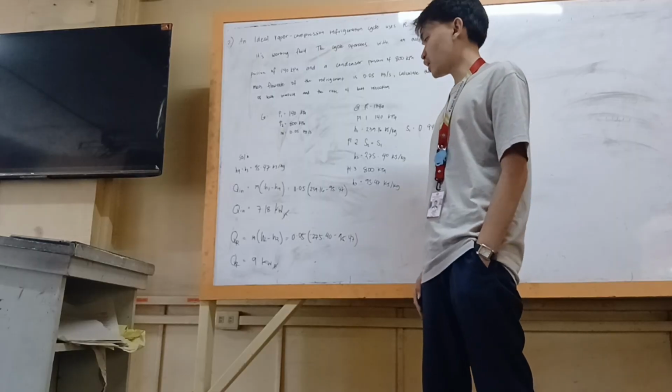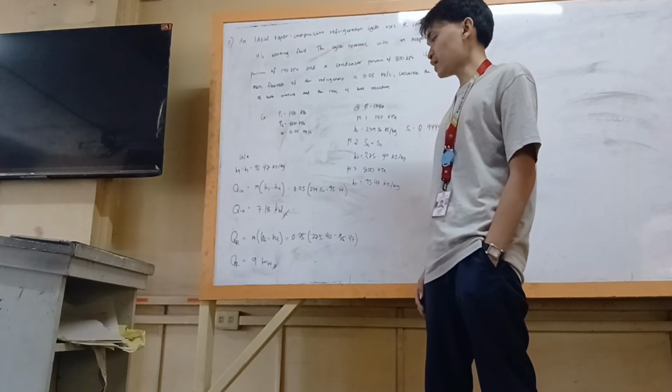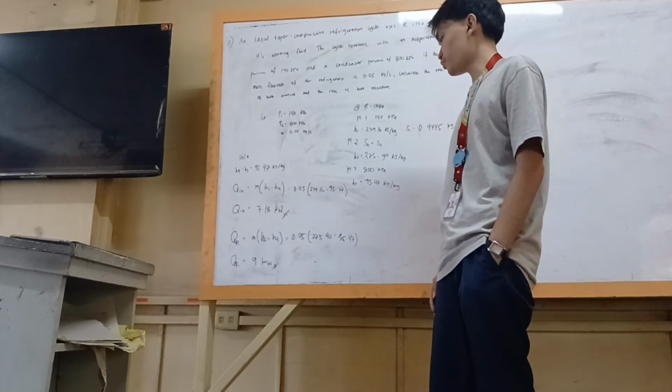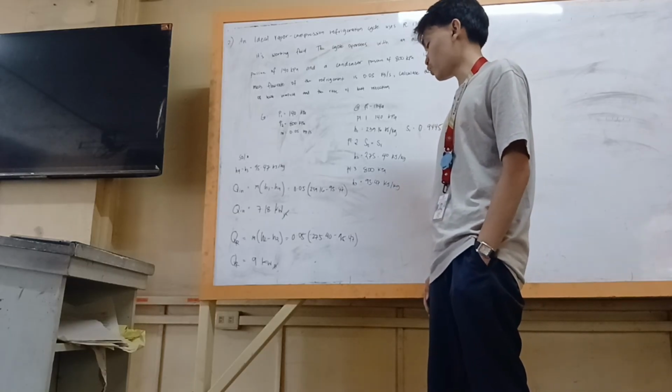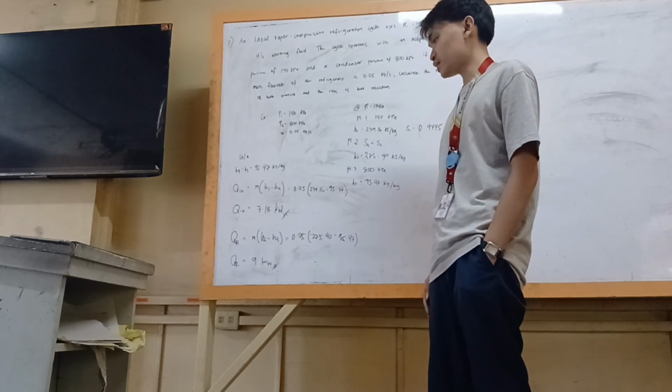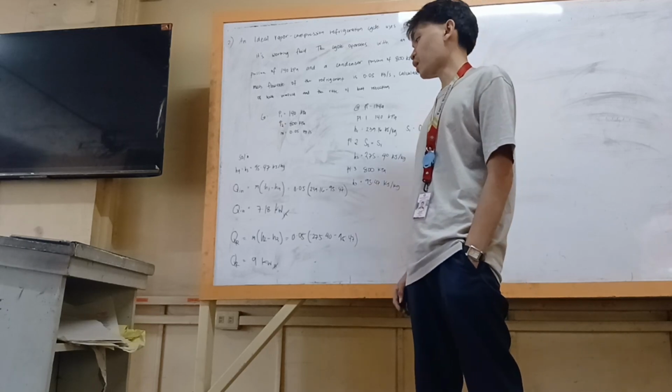And now we get the Qin. So Qin is equal to the mass flow rate times h1 minus h4. Plug in the values, we have 0.05 times 239.16 minus 95.47, which will result in 7.18 kilowatts. That is the heat absorbed.